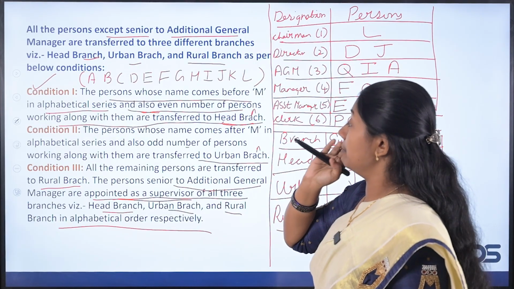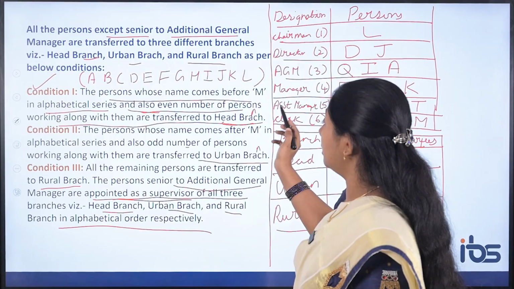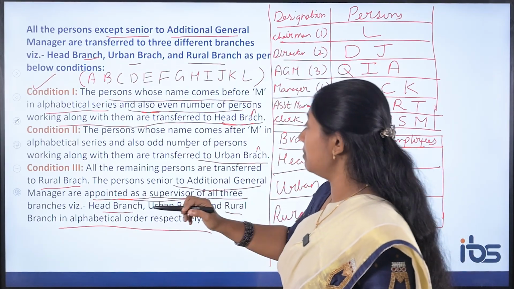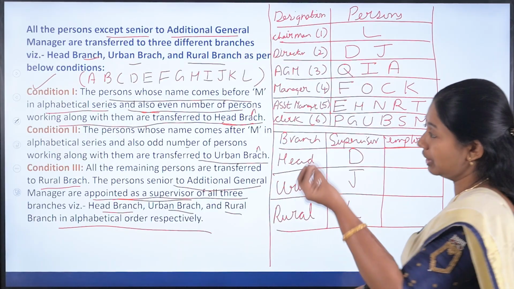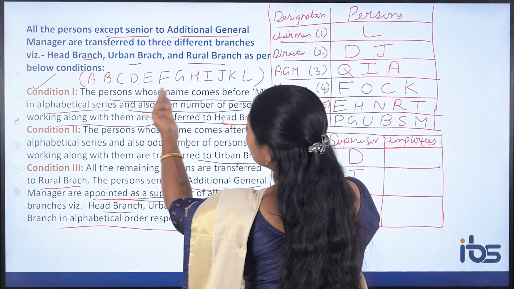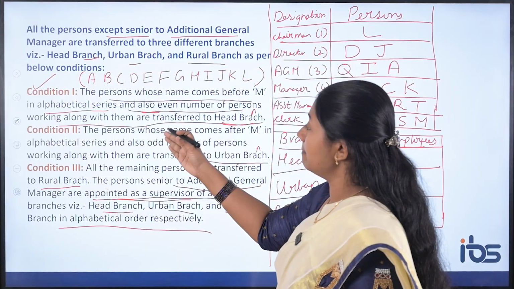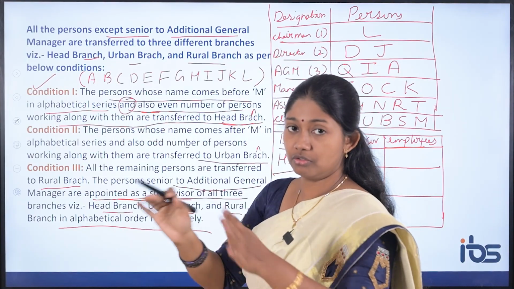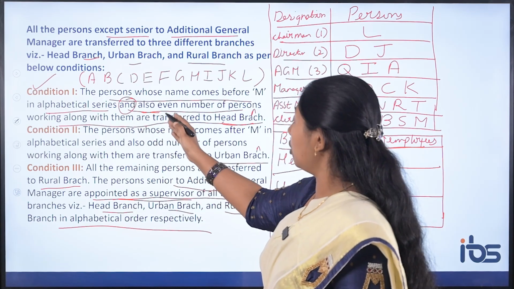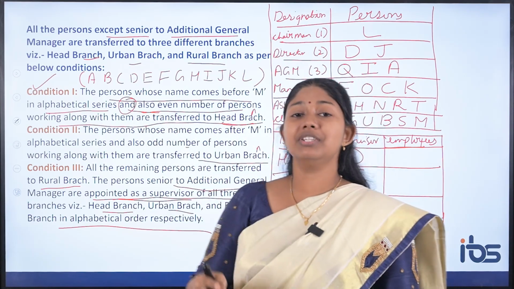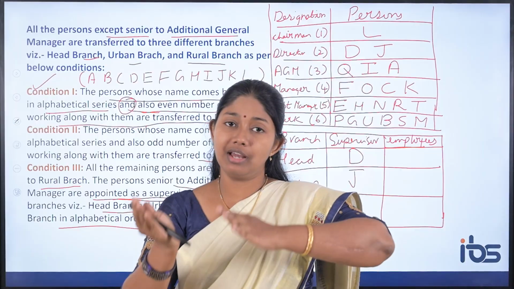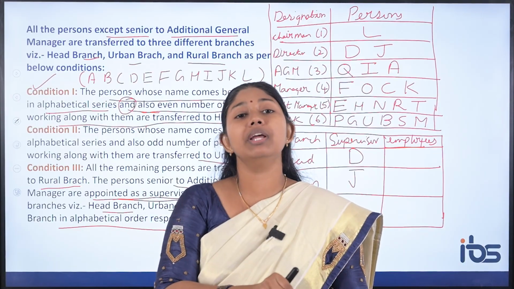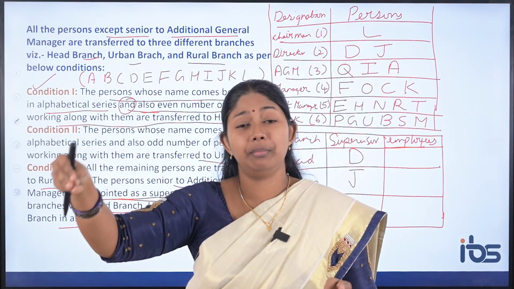Working along with them are transferred to head branch. What does it mean? And also an even number of persons working along with them are transferred to head branch. If you read this sentence, the person whose name comes before M in the alphabetical series, and also there is one more condition, both should be satisfied. That means the person's name should come before M in alphabetical order, and excluding that person, the remaining persons should be even.